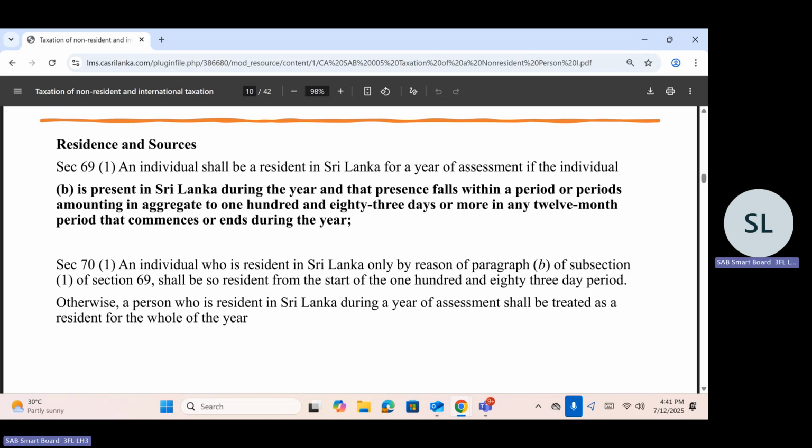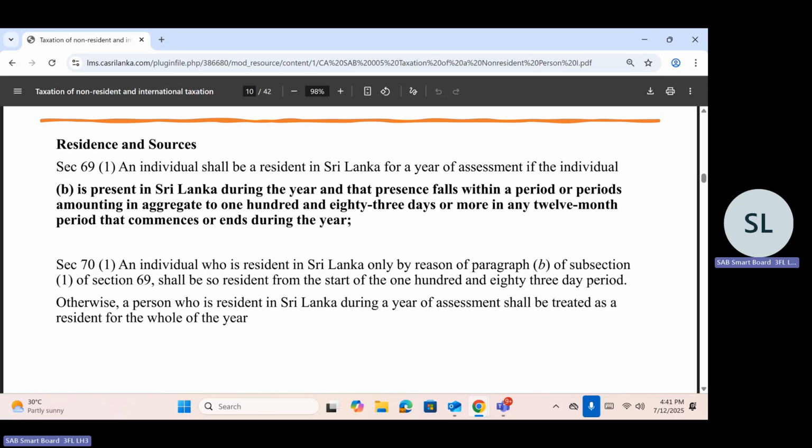This is section 69 1B on resident individuals. It says that for a 12-month period we consider a 12-month period, not the year of assessment. It says the person is present in Sri Lanka during the year, and that presence amounts in aggregate to 183 days or more in any 12-month period that commences or ends during the year. As per the tax laws, year means year of assessment.